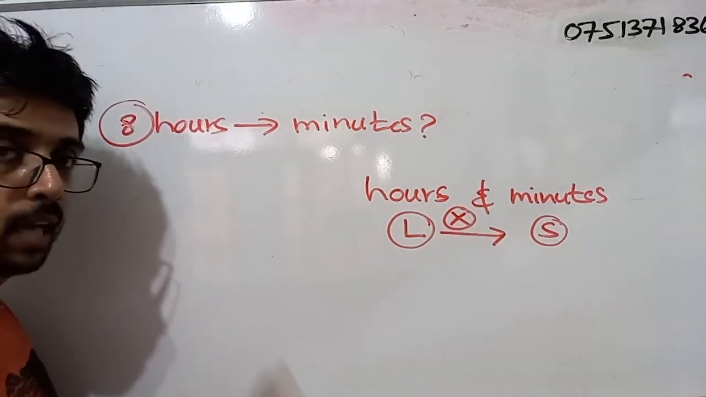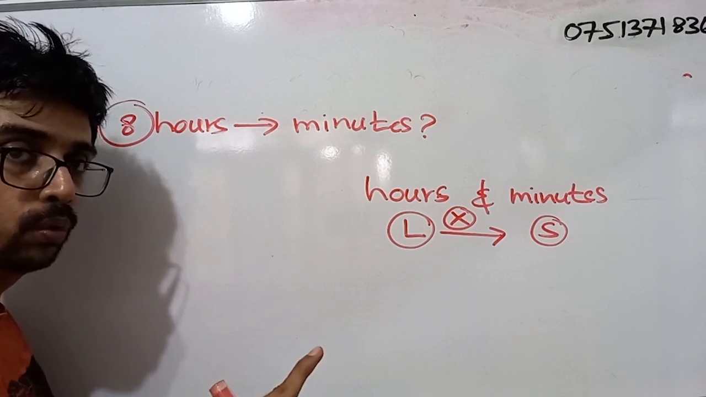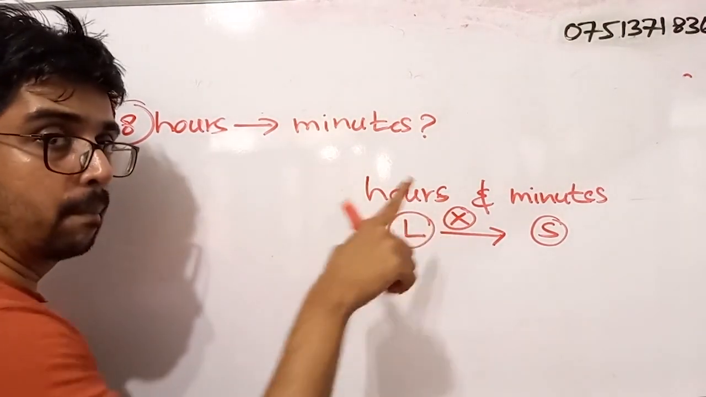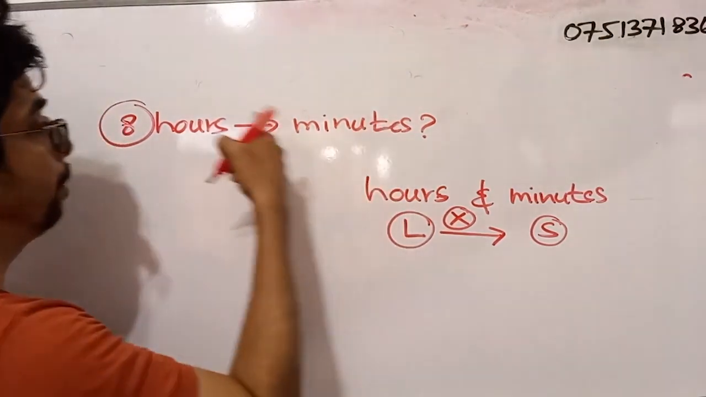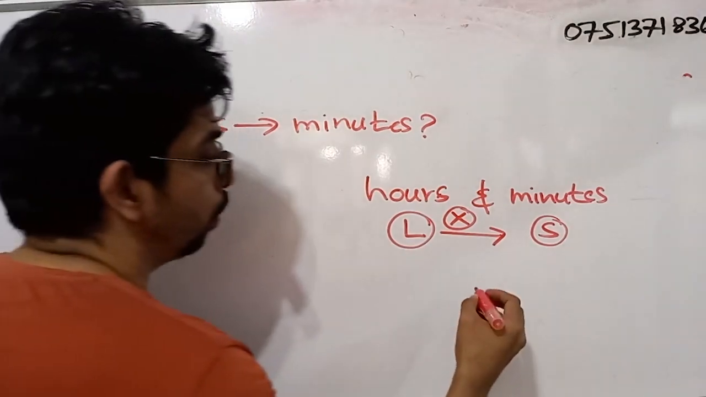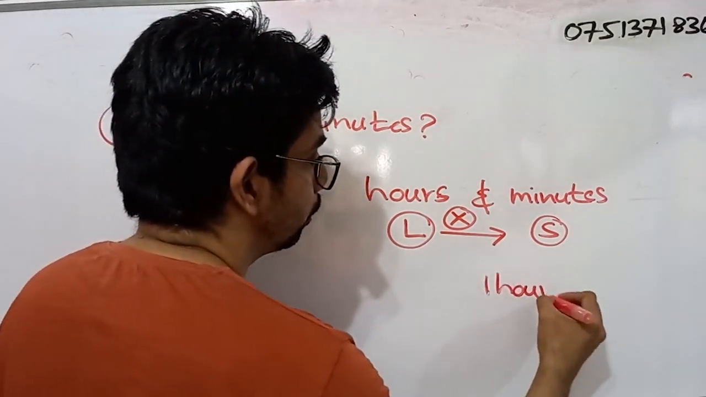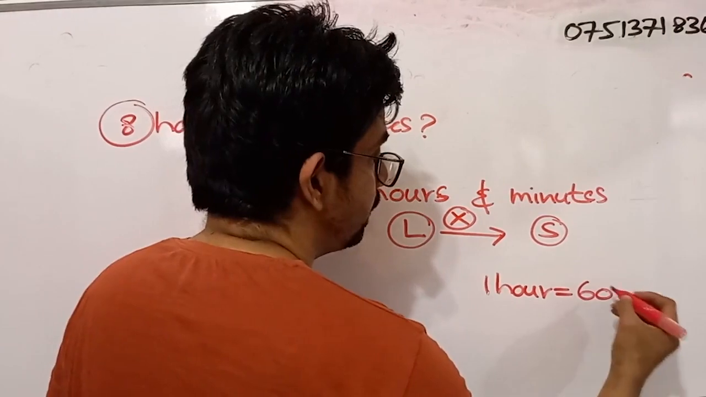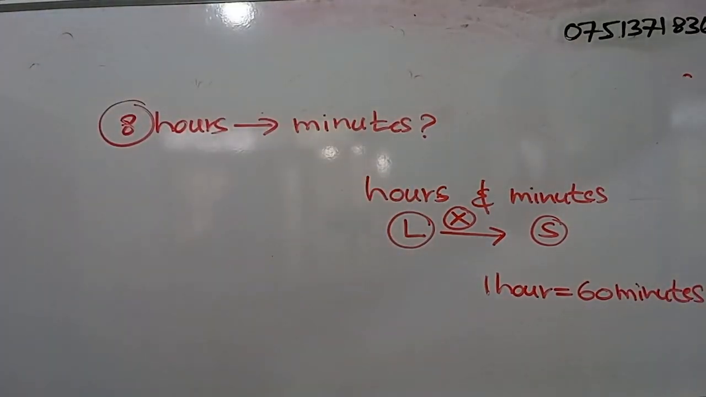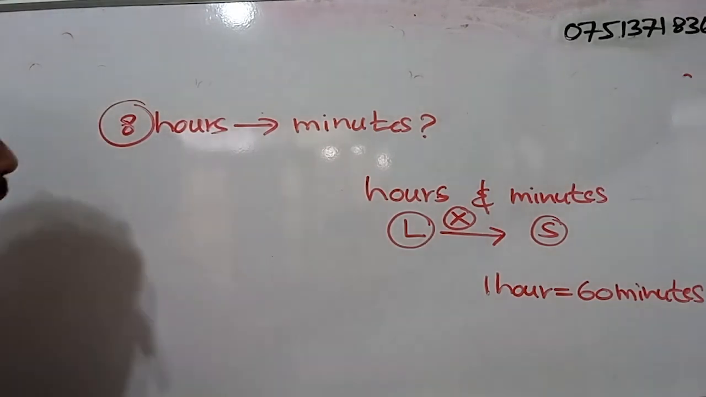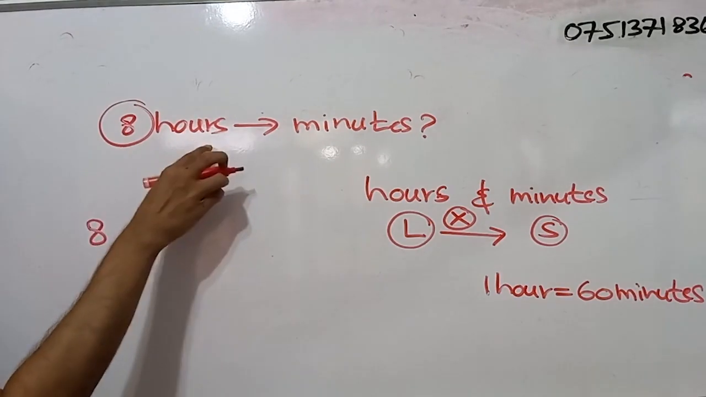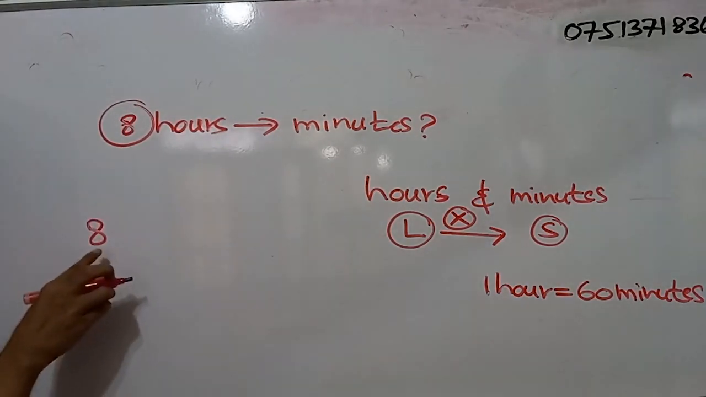Now we know what to do. We have to multiply. Then what is the next step? Multiply by what amount? For that we need to write the relationship between hours and minutes. We know 1 hour is equal to 60 minutes. So what do we have to do? Take this amount which is given to us in hours, that is 8 hours.